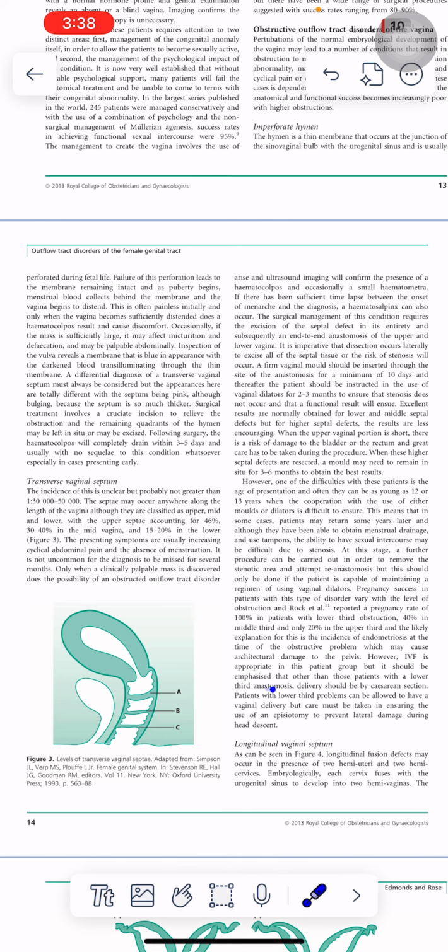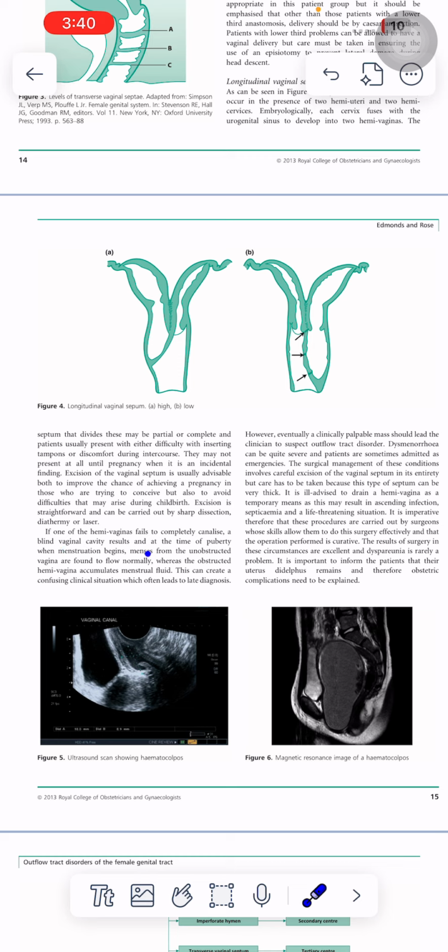Excision of the vaginal septum is usually advisable, both to improve the chance of achieving pregnancy in those who are trying to conceive, and also to avoid difficulty that may arise during childbirth. Excision is straightforward and can be carried out by sharp dissection, diathermy, or laser. If one of the hemivaginas fails to canalize completely, a blind vaginal cavity results at the time of puberty when menstruation begins. Menses from the unobstructed vagina flow normally, whereas the obstructed hemivagina accumulates menstrual fluid. This can create a confusing clinical situation which can lead to late diagnosis.